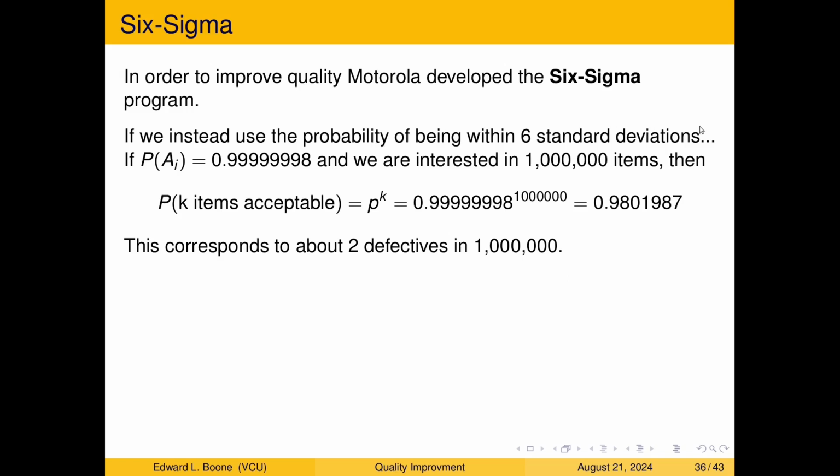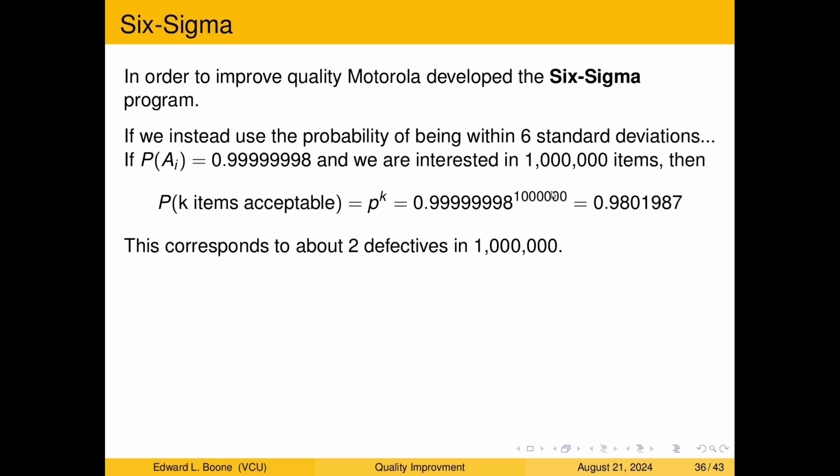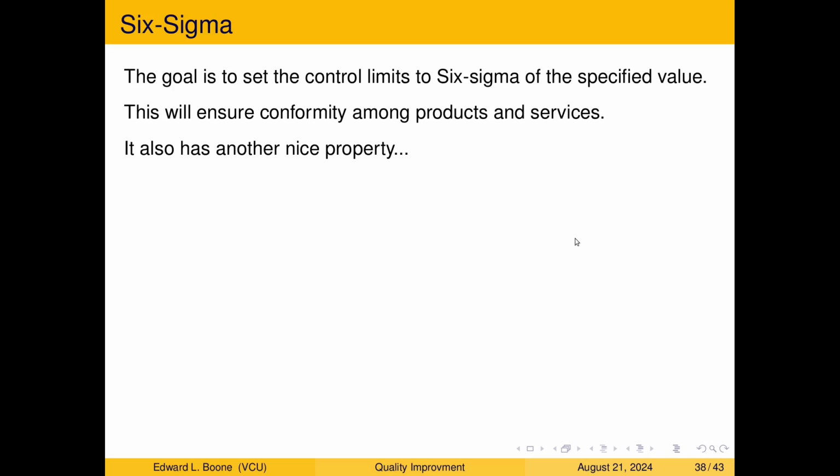So let's suppose we're interested in being within 6 standard deviations, and we have 1,000,000 parts. Then the probability that all of them are acceptable is still 0.98. So that corresponds to maybe having 2 defectives in 1,000,000, which is pretty good. So Six Sigma is trying to make the probability that you produce a defective part very small. So the goal is to set control limits, that lower control limit and the upper control limit, to 6 sigma of the specified value, the center line.